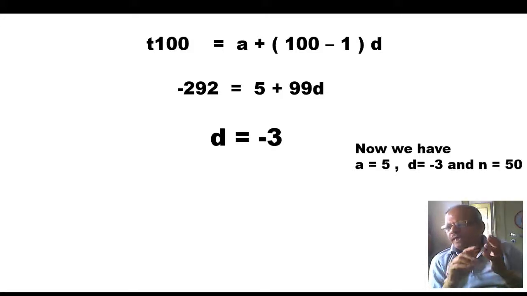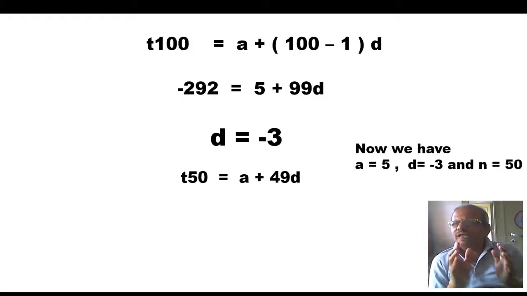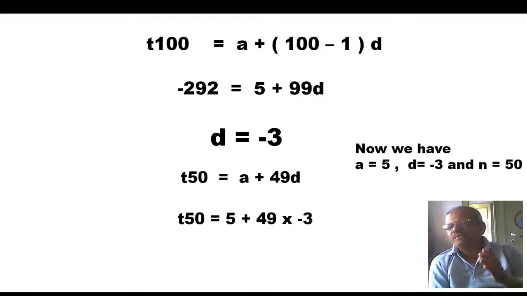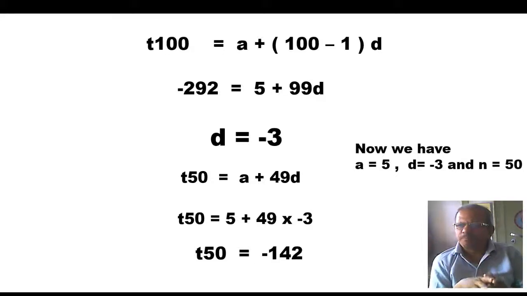Now we have A is equal to 5, D is equal to minus 3, and we have to find the 50th term, so N is equal to 50. So we can find the 50th term as T50 is equal to A plus 49D, which is equal to 5 plus 49 into minus 3. Therefore, solving this we get T50 is equal to minus 142.